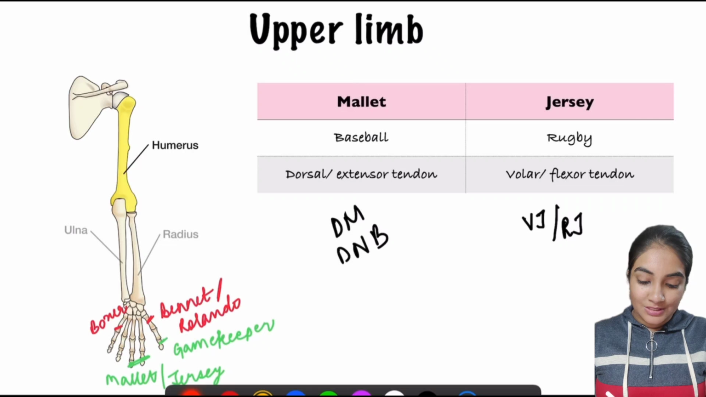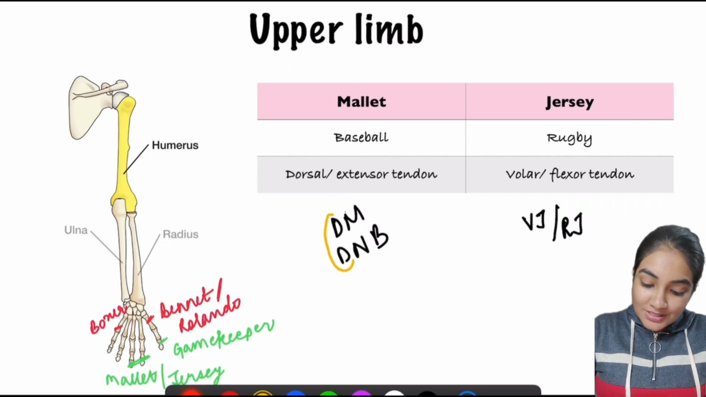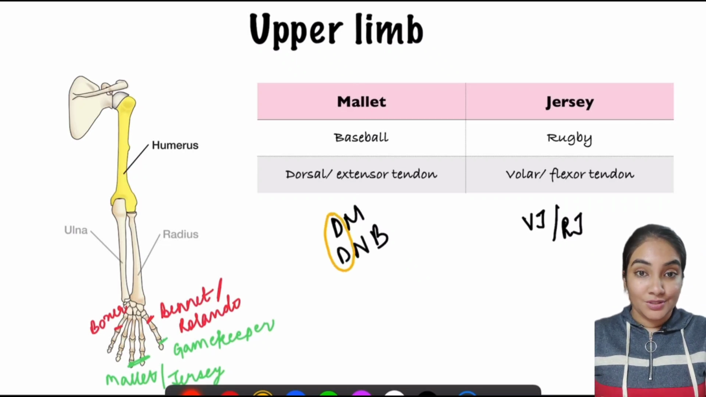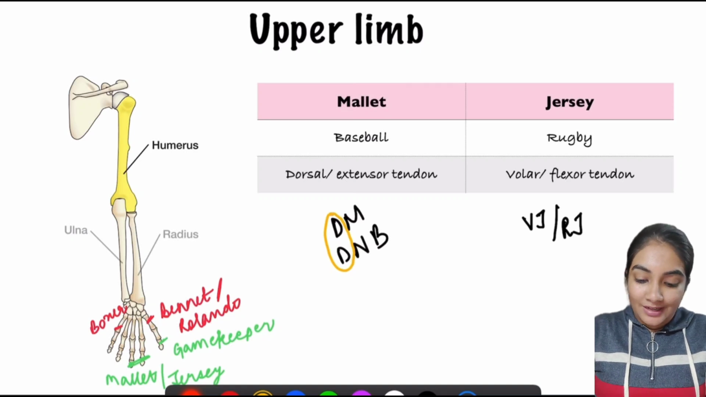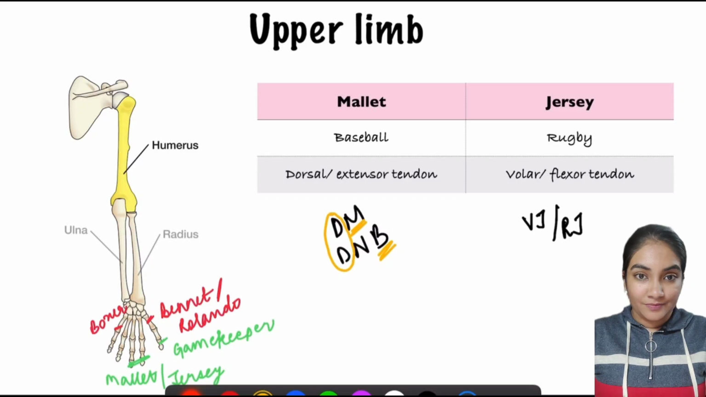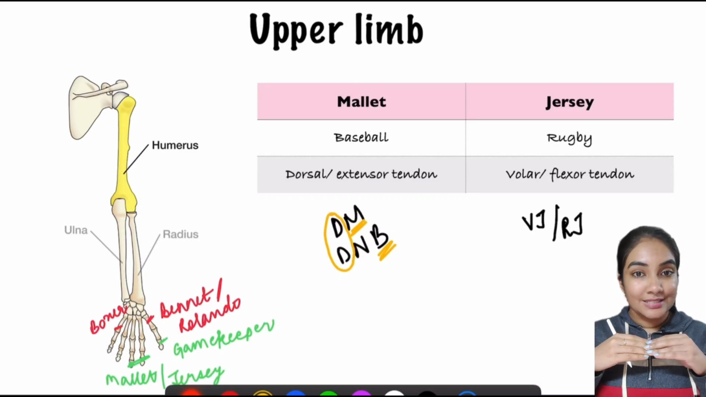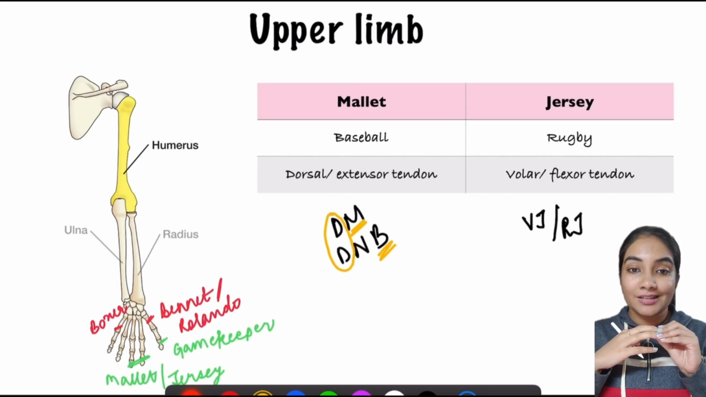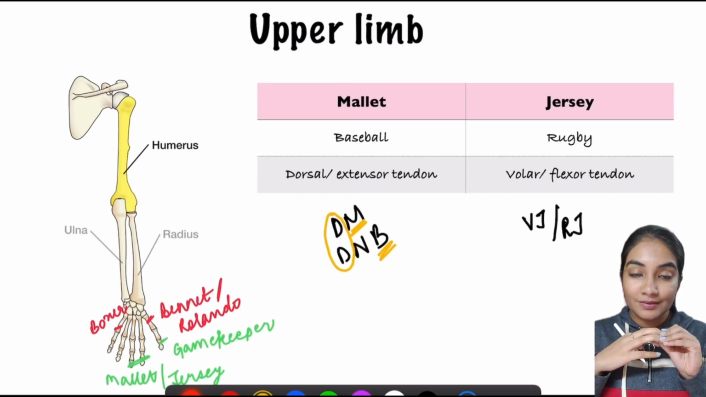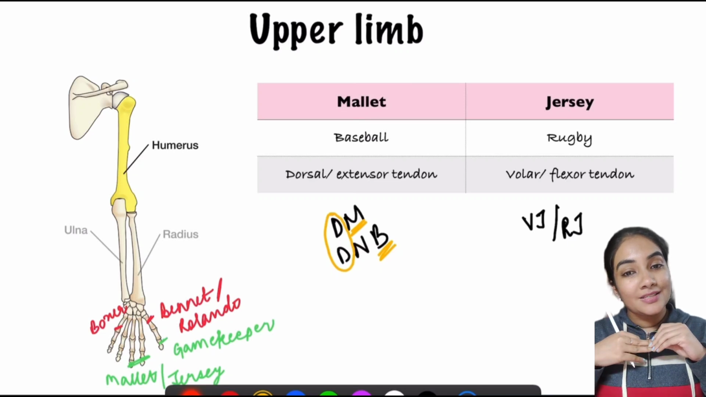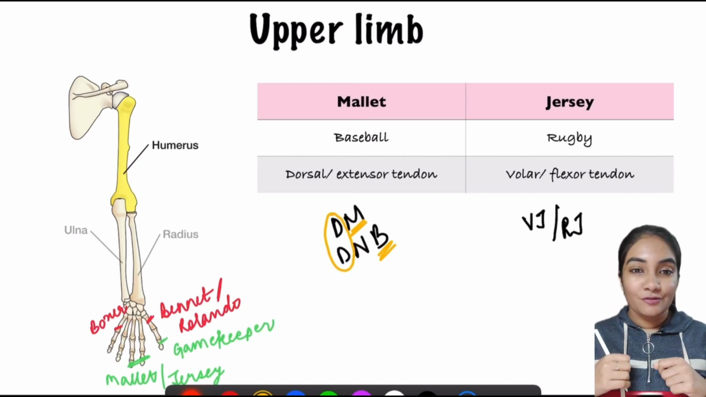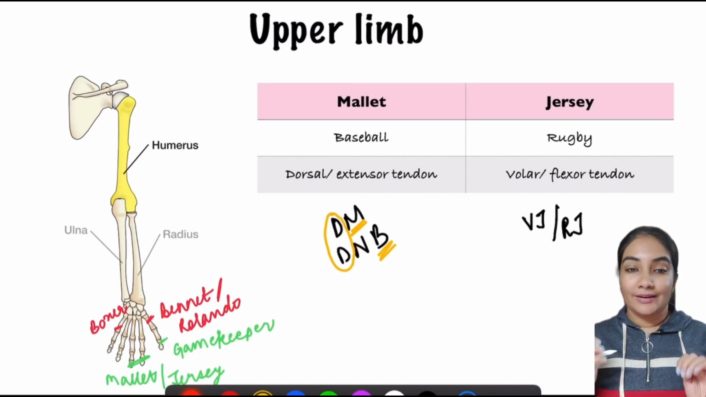How to infer from this is, if your dorsal tendon, the extensor, is ruptured, you will have a mallet finger or a baseball finger. What this basically means is, the extensor tendon is on the dorsal side, and if that is ruptured, you will have a permanently flexed finger and the treatment would be hyperextension. This is all inferable. We just need to know the name.